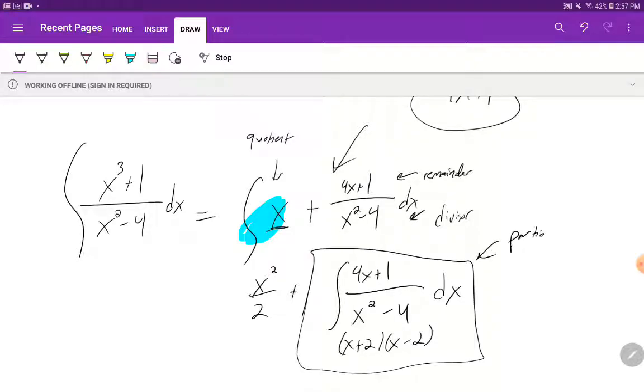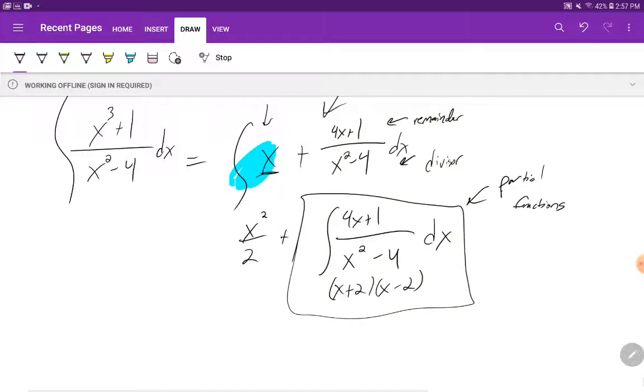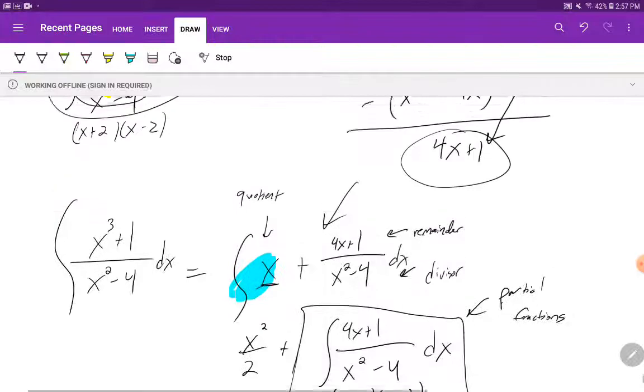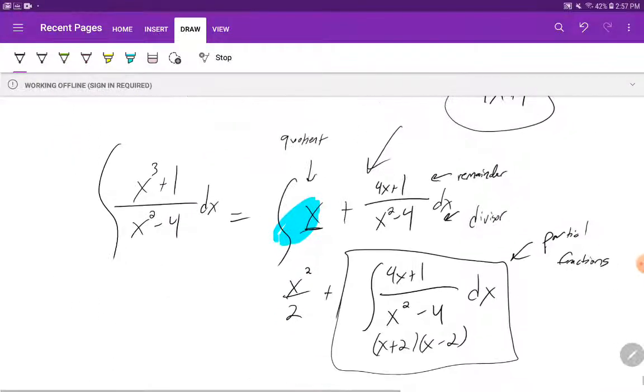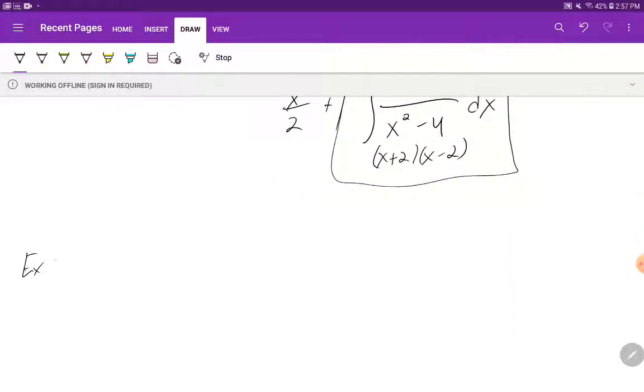I'm not going to do this in this video just for the sake of time. I'll let you guys do it. But that second part, you can use partial fractions. Don't forget your plus c. All right. So that's pretty much it. If you want to check out example 5, I can just talk about it.